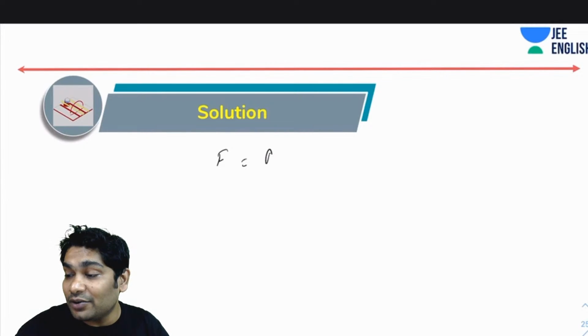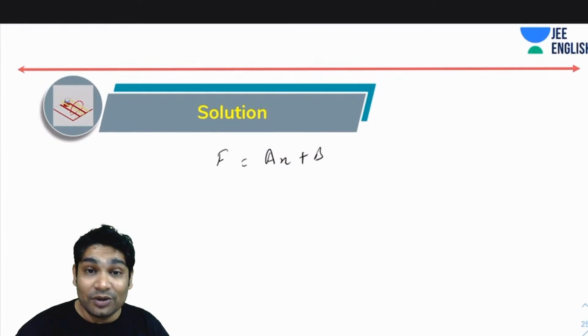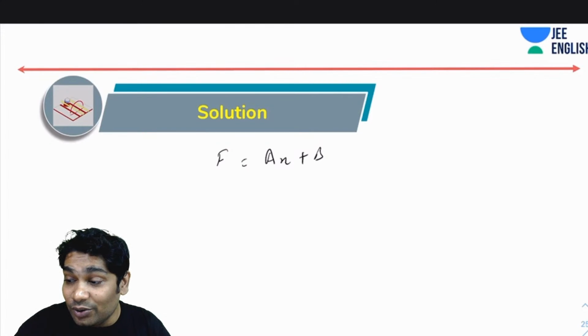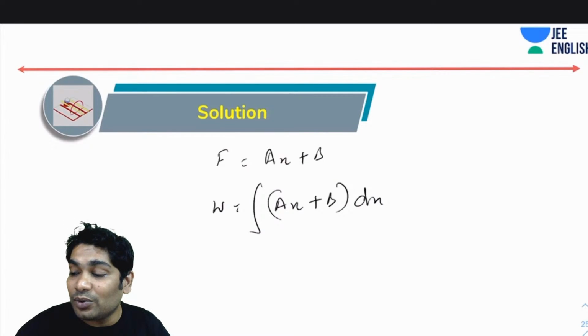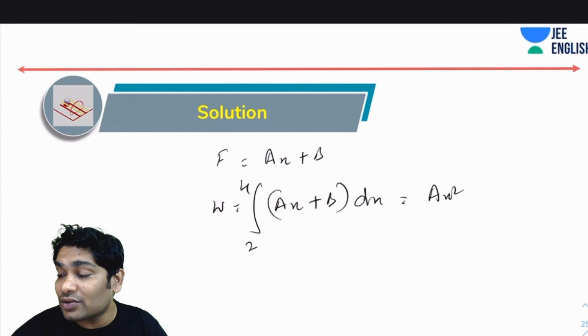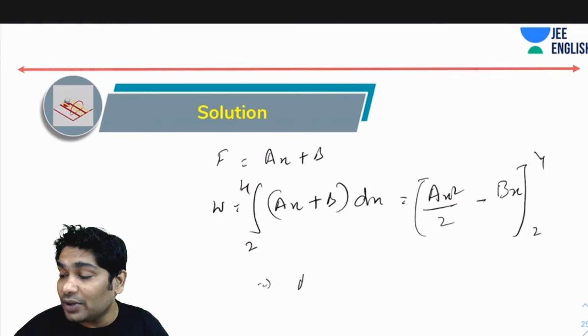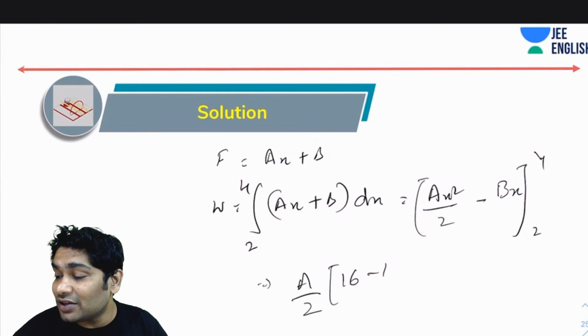So F was given to you as AX plus B. To find the work done, work done would be the integral of (AX plus B) dx from 2 to 4. So work done would come out to be AX square by 2 plus BX from 2 to 4. So this comes out to be A over 2 times 16 minus 4. So check your coefficient for A, Pawan. I think you got that wrong.